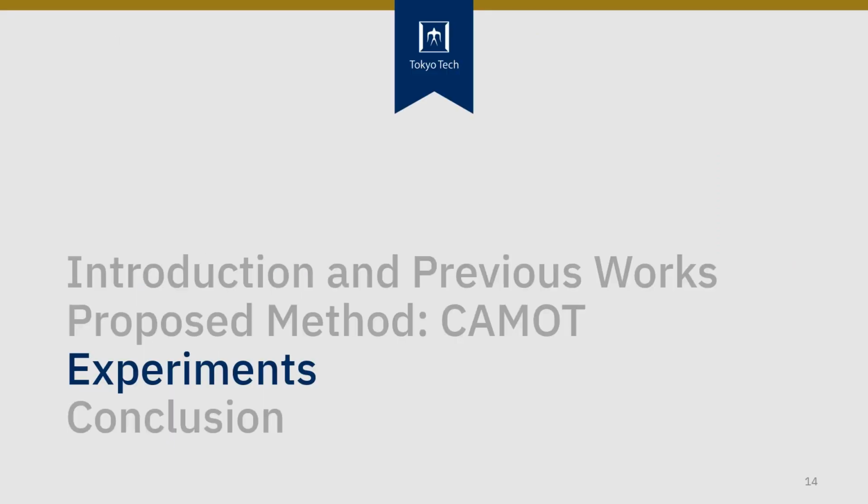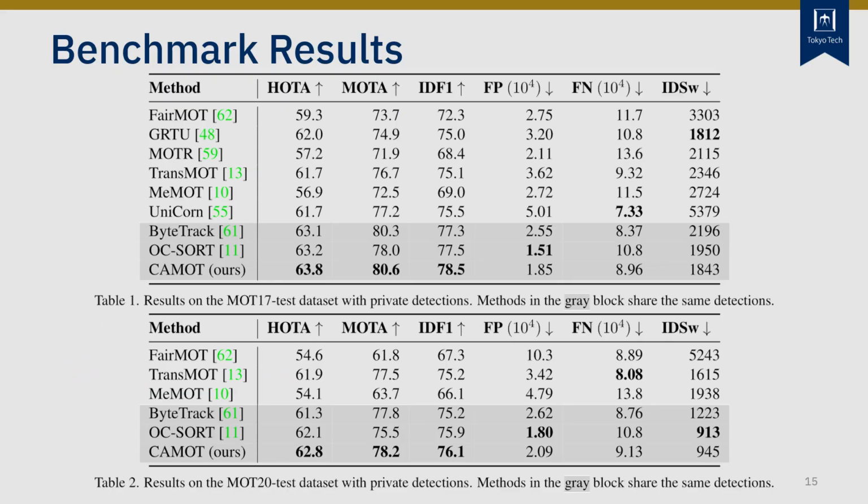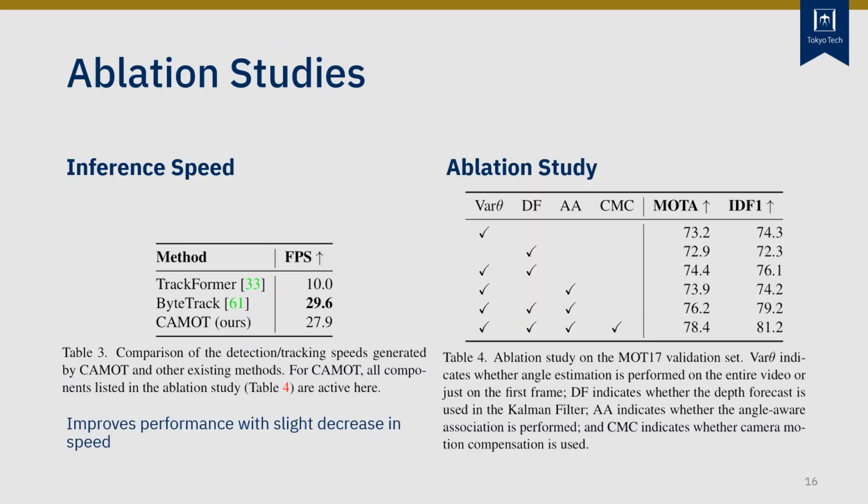Next, we'd like to describe the experiments performed here. Here are our benchmark results on the MOT17 and MOT20 datasets. We improve on the others for most metrics on both datasets. We also perform experiments to measure inference speed, which proves that our method improves performance with only a slight decrease in speed. The ablation study here also proves that each component of our method contributes to the performance.